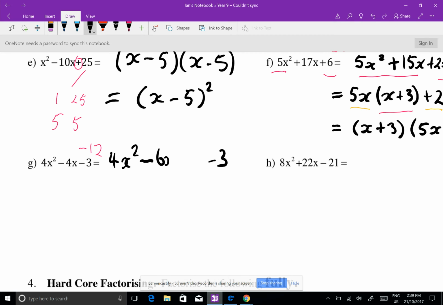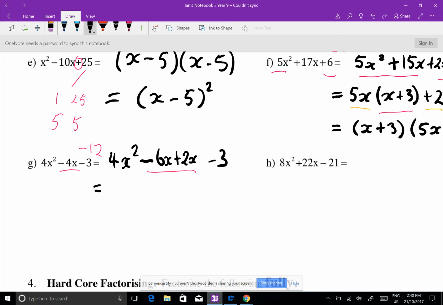I'm going with -6x plus 2x. Because -6 and 2 multiply out to -12, and -6x plus 2x equals -4x. And look very carefully here, that and that are the same. I haven't changed the equation. I've just written it in another form with 4 terms that now make it easy for me to factorise.